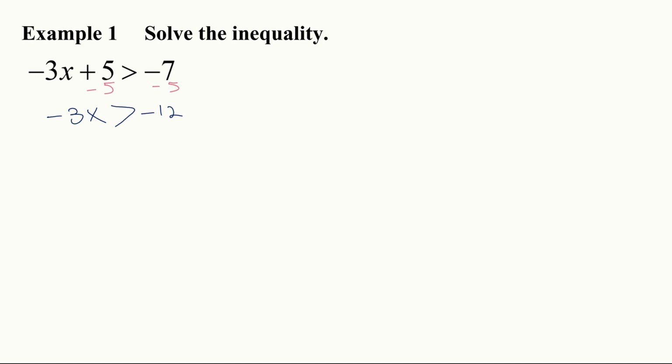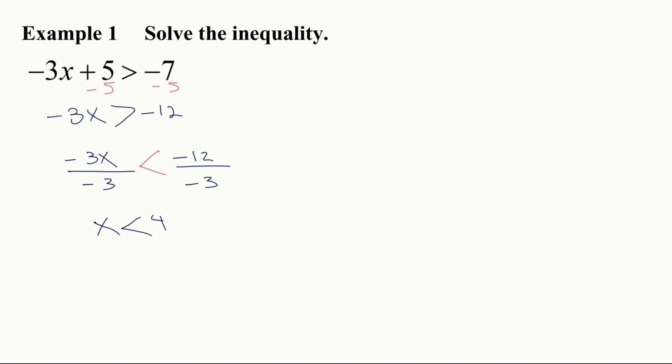So now we're going to divide both sides by negative 3, right? And the instant we do that, we have to immediately switch the direction of the inequality. Remember that. Anytime you multiply or divide both sides of an inequality by a negative number, you switch it. Switch the direction. So we get x less than 4.